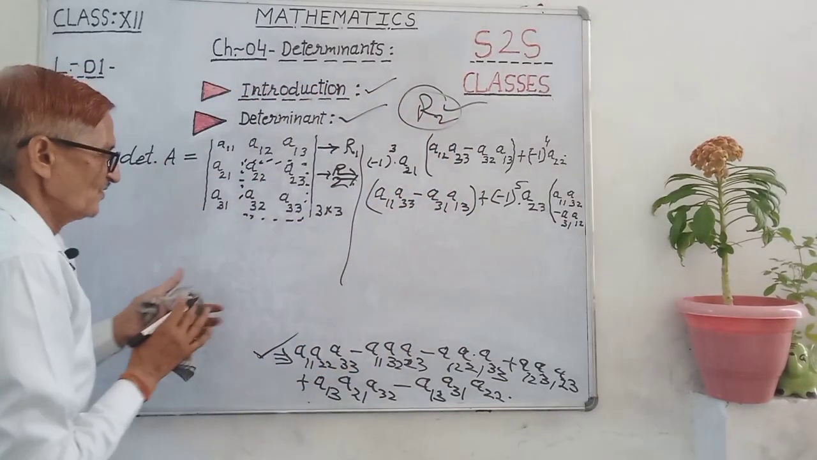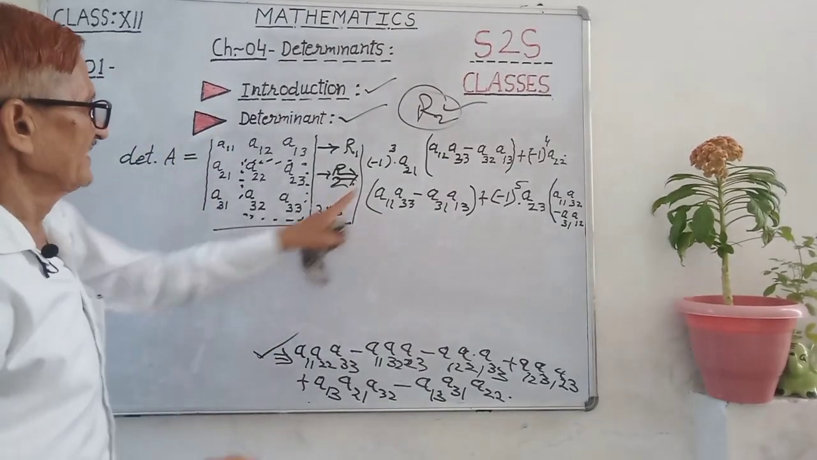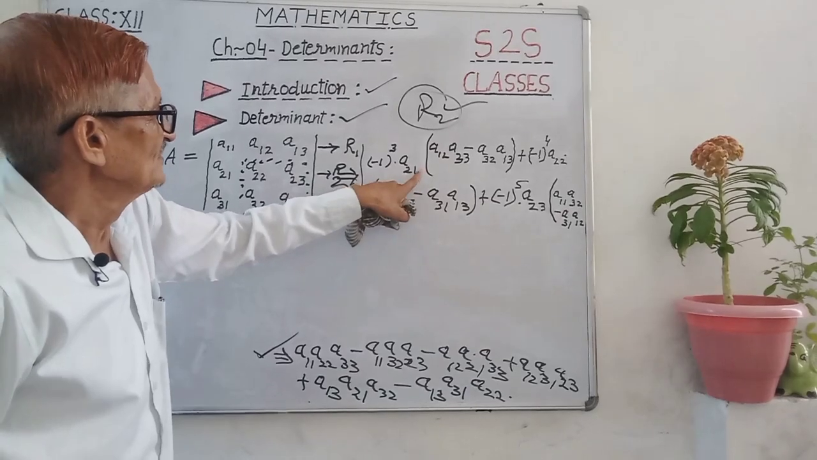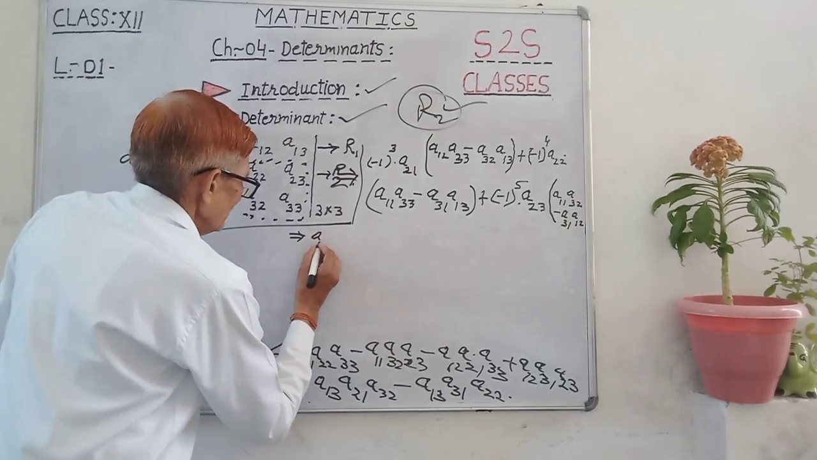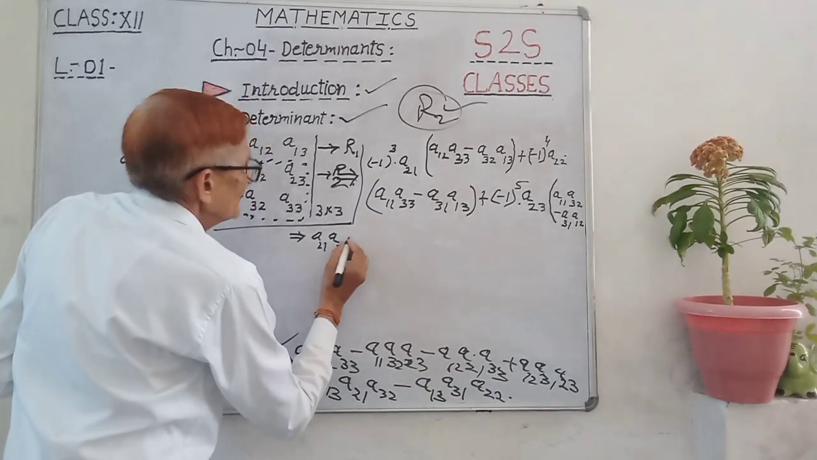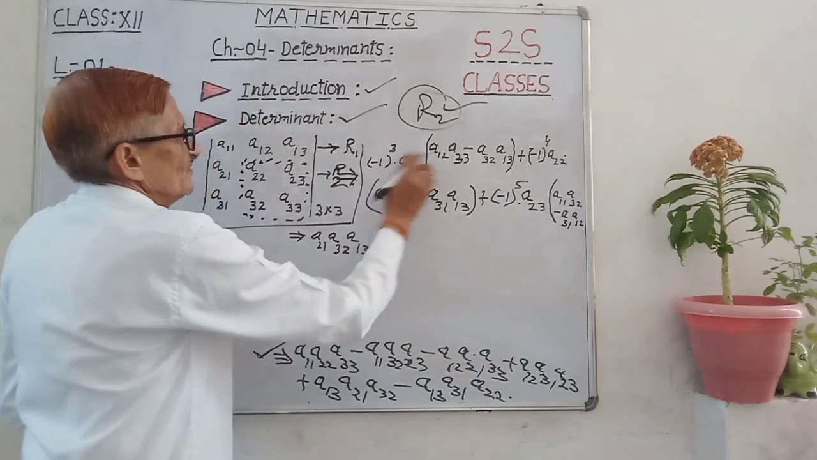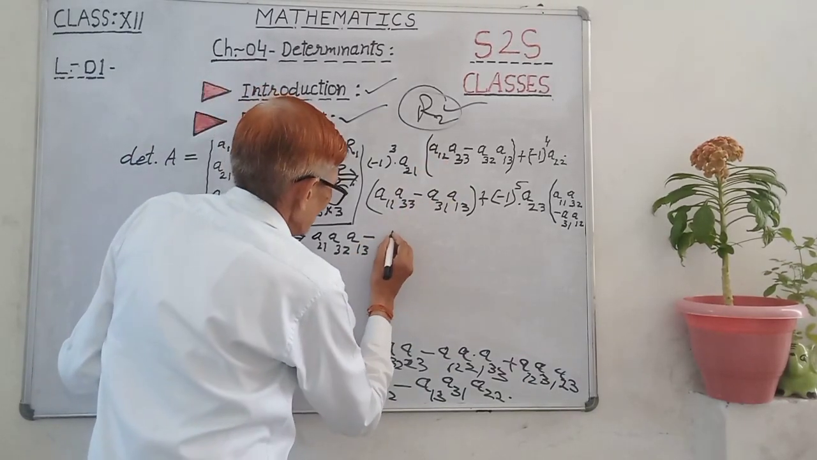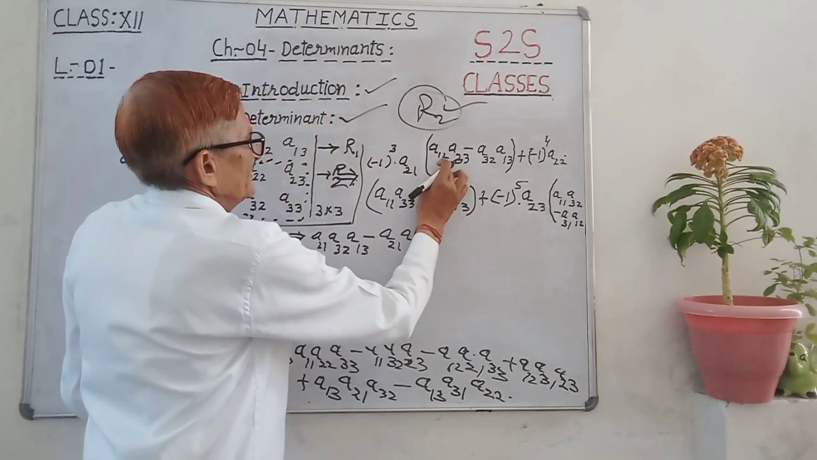Now you see this, what will come: minus 1 power 3 is minus 1, so minus multiplied means sign change. So this plus will come, A21 A32 A13 becomes positive. This was negative, multiplied by negative it becomes positive, and this negative will come: A21 A12 A33. Okay, done.